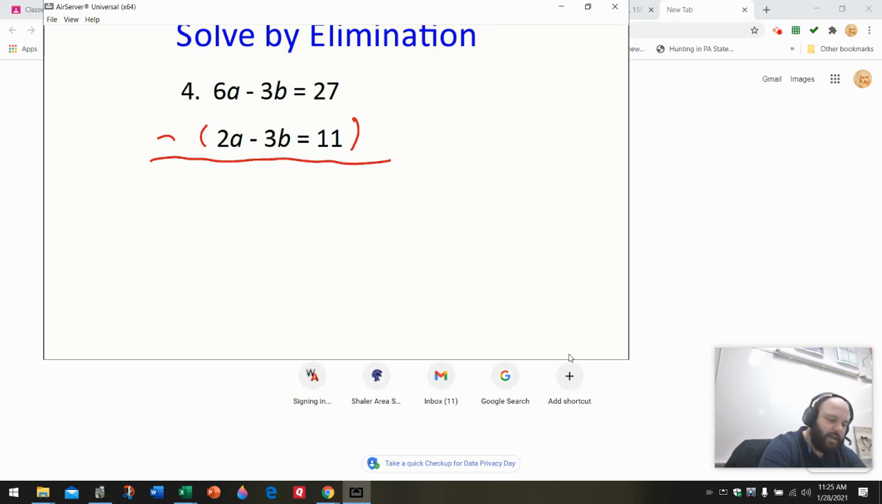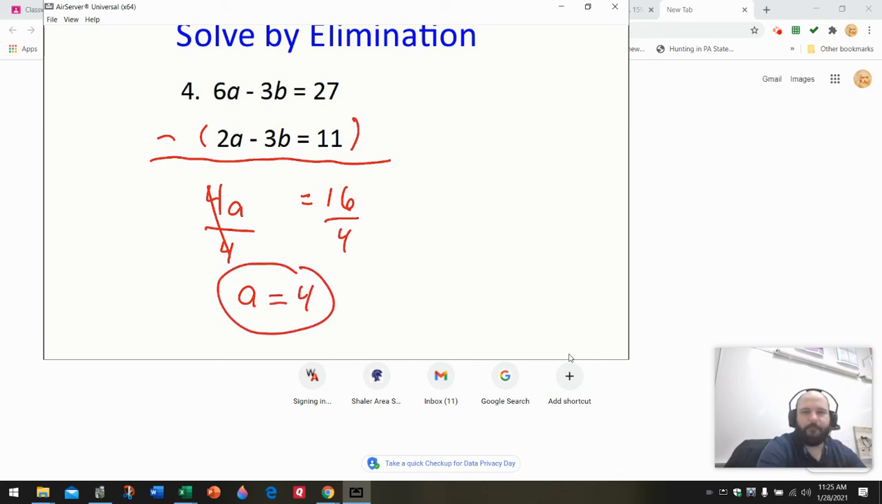6a minus 2a is going to be 4a. Then we have -3b minus -3b. So this would essentially turn into a plus. And so now we would have opposites. So that would cancel. -3 minus -3 is 0. And last we have 27 minus 11, which is 16. To solve that, next we would divide by 4, and we would get a equals 4.